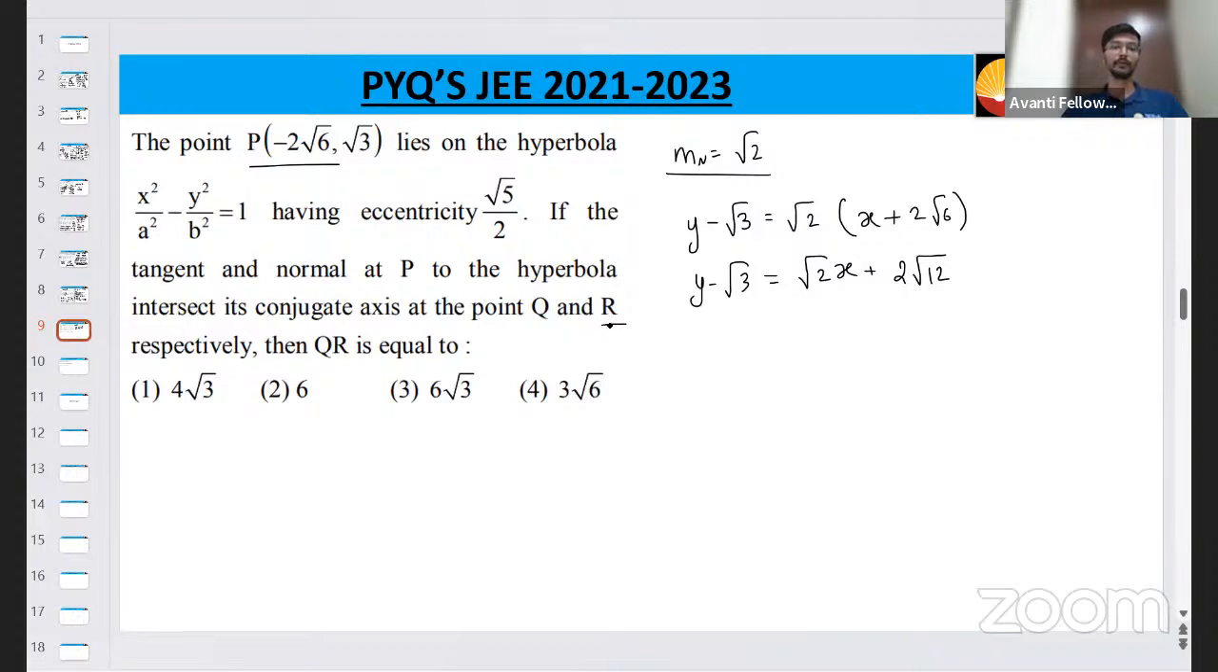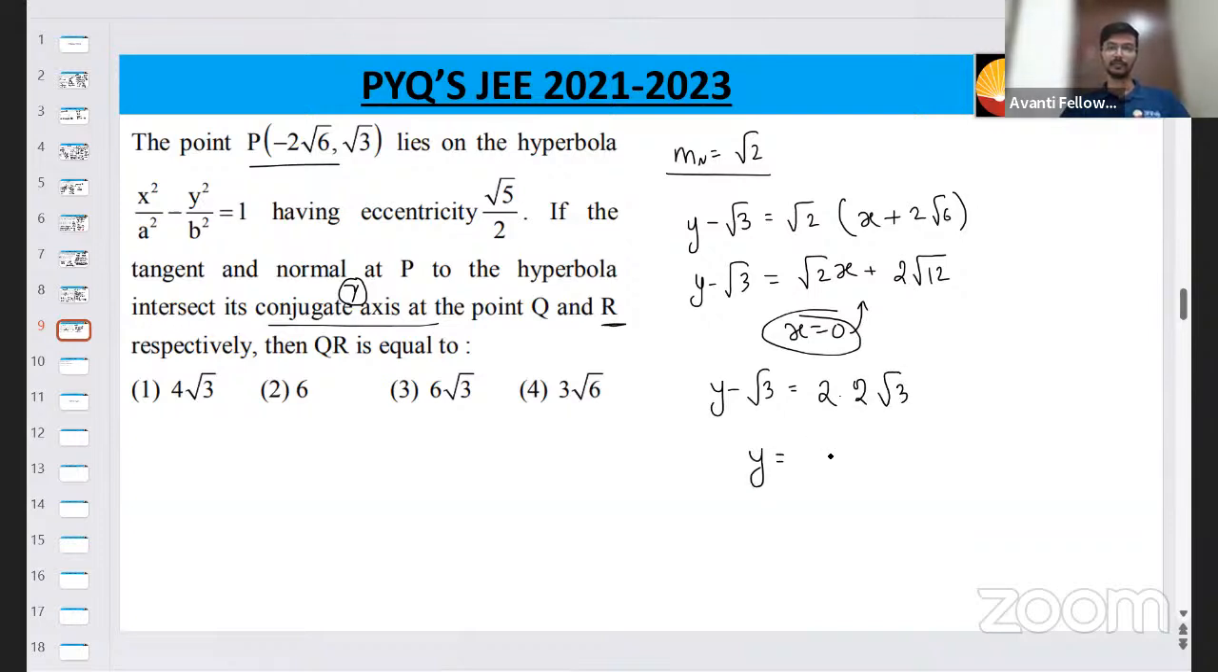Now we want to find point R. Again, it meets at the conjugate axis, which is the y-axis. So we put x equals 0. So we'll get y minus root 3 is equal to 2 root 12. 2 root 12, I can write 4 threes are 12, so 2 into 2 root 3.